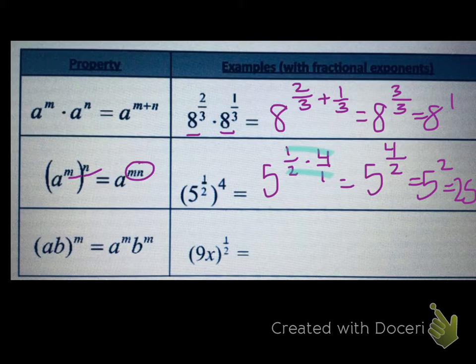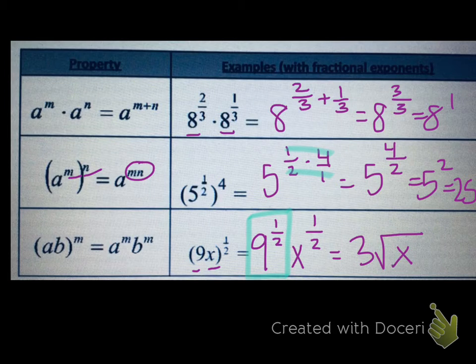And then again, the third one, I have two bases, 9 and x. I distribute that 1/2 into the exponent. So this is 9 to the 1/2 power and x to the 1/2 power. Remember, raising something to the 1/2 power means we're taking the square root. So I'm taking the square root of 9, which is 3, and then I'm going to rewrite this as the square root of x. If the directions say put it in radical form, that's what I'm looking for. If it says leave it in exponential form, you could say 3x to the 1/2 power. So you now have 3 practice problems. Go ahead and try those.